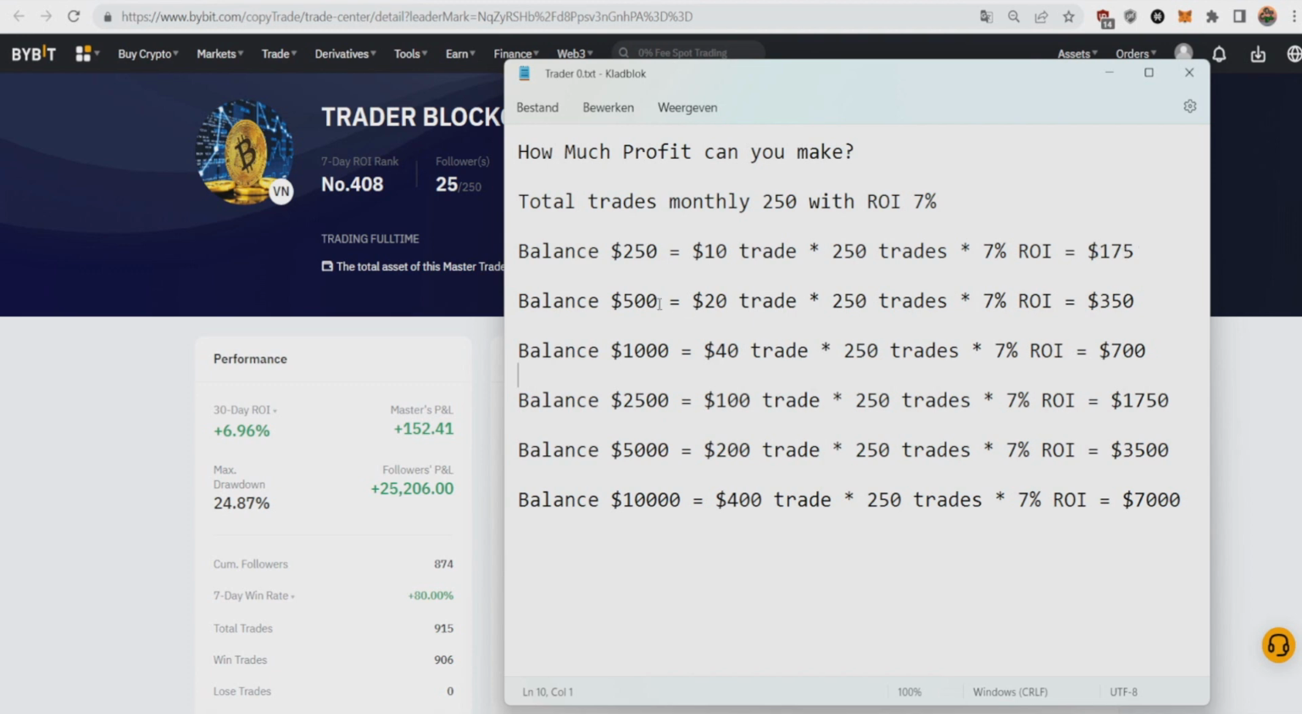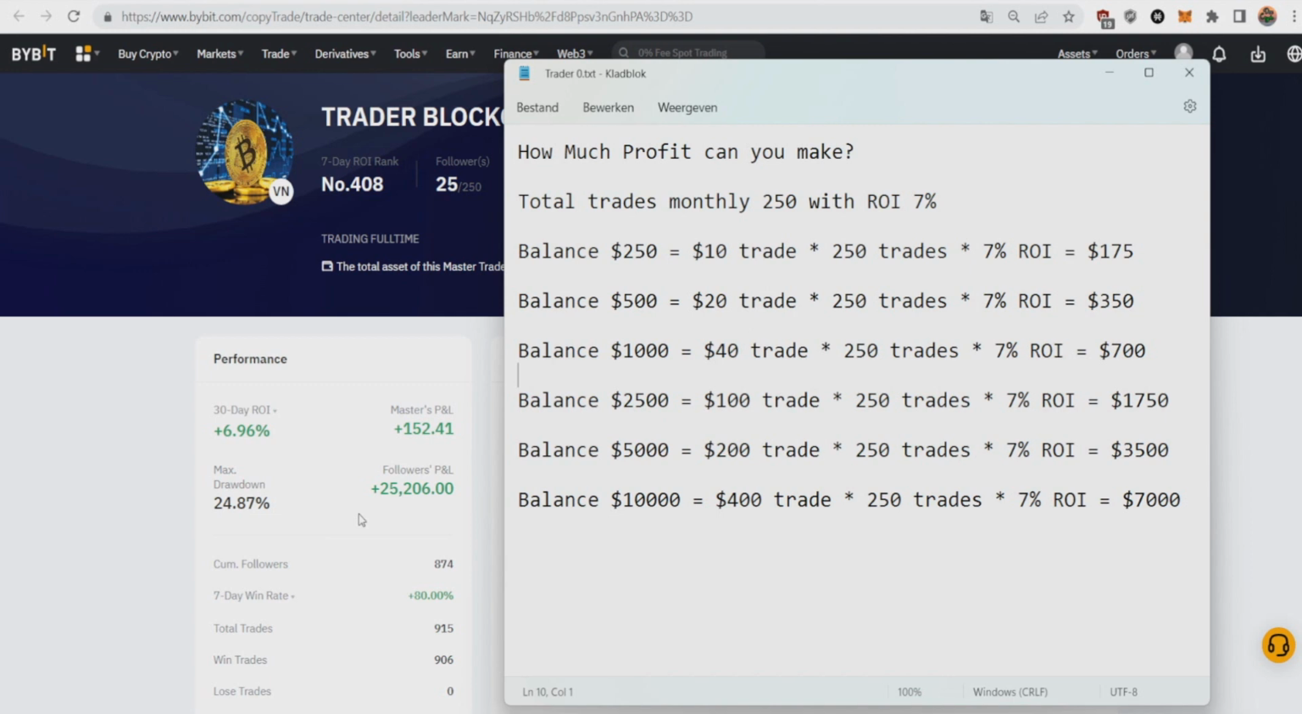If we had $500, we would make $350 per month. If we had $1,000, that would mean we make $10,000 in trades. That would mean we make $700. A $2,500 balance means $1,750. A $5,000 balance is $3,500. A $10,000 balance would be $7,000 profit with the same statistics that he's doing.